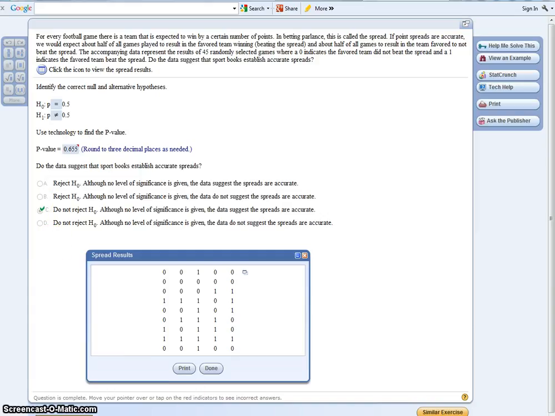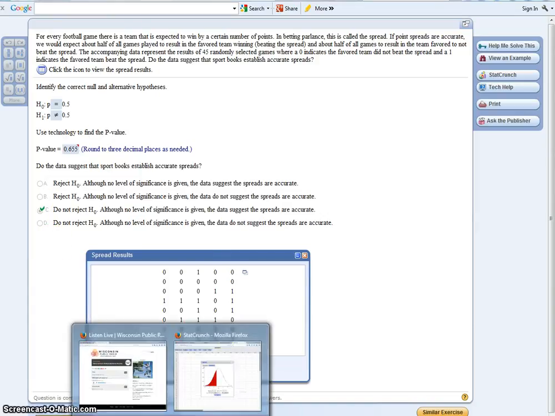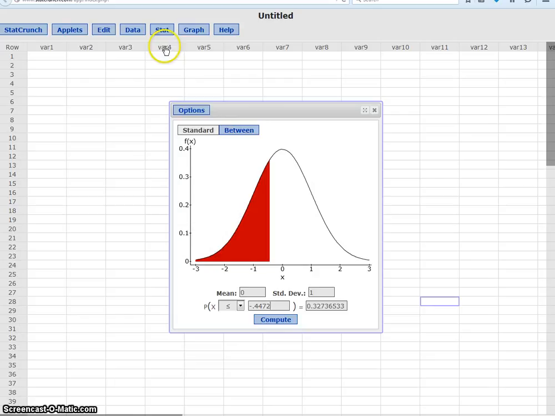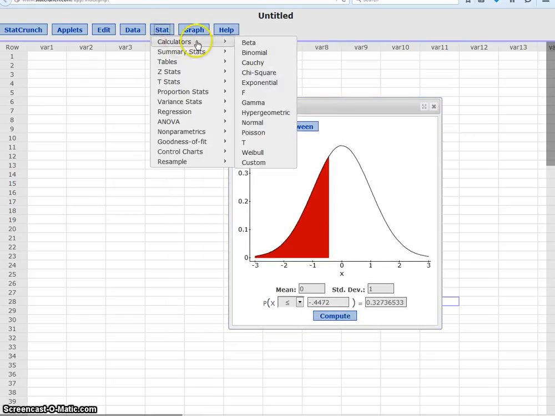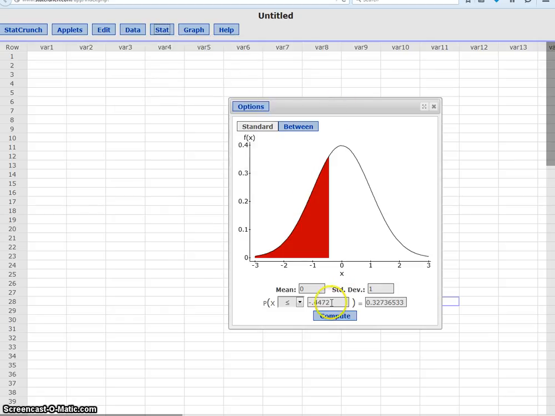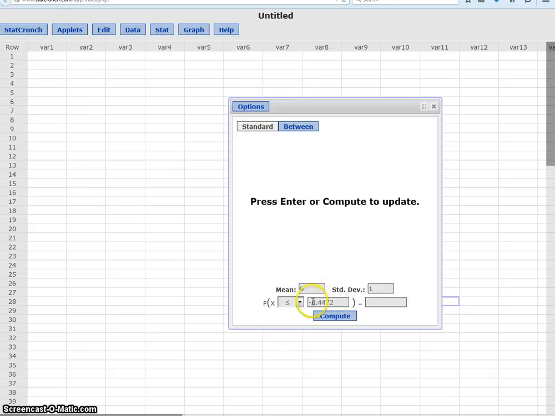So if you do go to StatCrunch, just to tell you how to do this, I did already have this open here, so maybe just to remind you how to get here, you just go to Stat, and then Calculators, and then go to Normal Distribution. And then what you want to do here is, they have an x here, but you can think of this as the z-score. The probability that the z-score is less than the value that we got, which was negative 0.447. You don't need to change the mean or the standard deviation. And then go ahead and compute that.